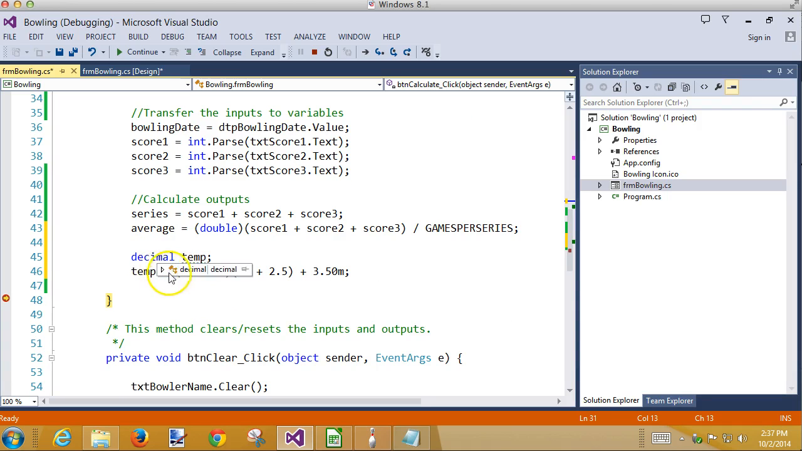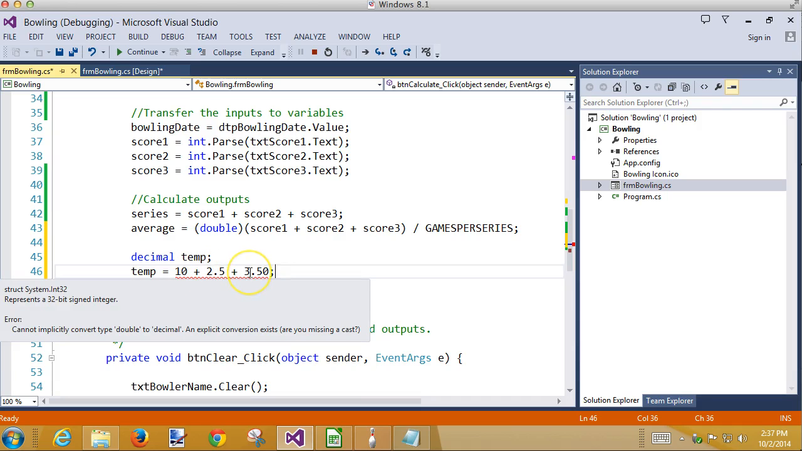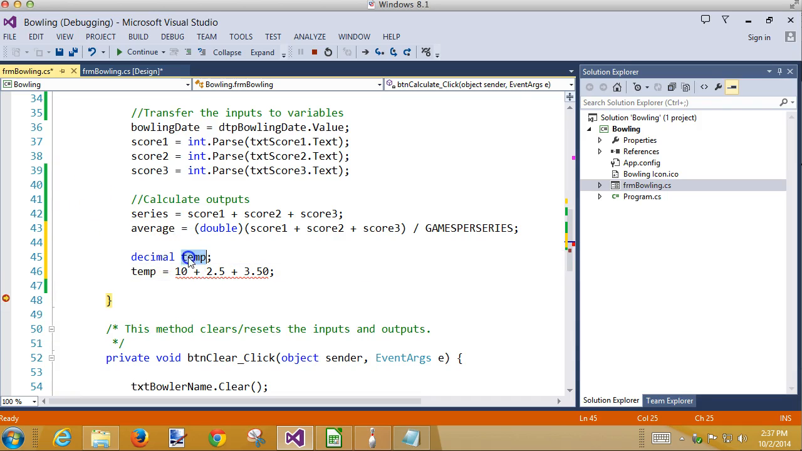Notice if this is a decimal, I want to test this. This is interesting. Let's try this. Let's take the m off. Take the parentheses out. This is a double, right? Integer plus a double plus a double. And look, it still says, I cannot convert a double to a decimal. Geez, that decimal type just does not play well with anybody. Now a different test. That's not what I wanted.